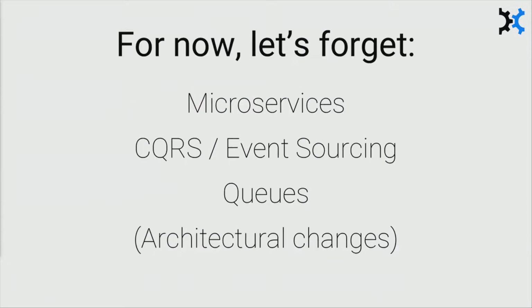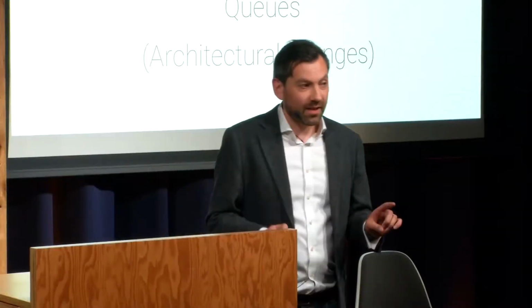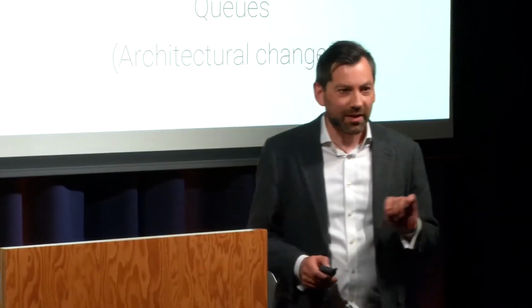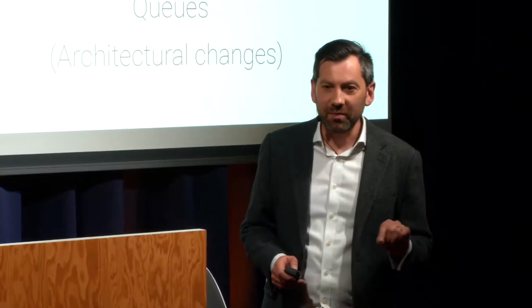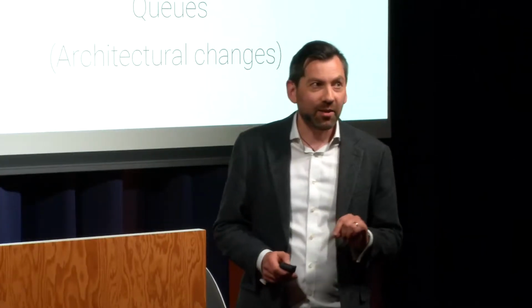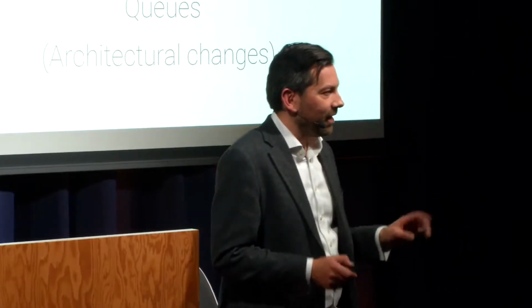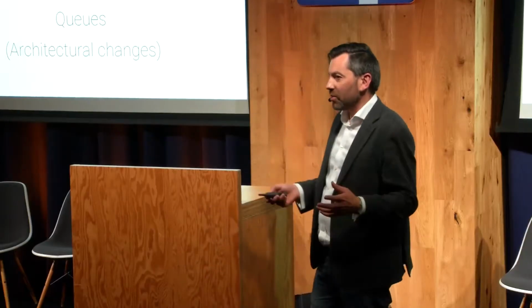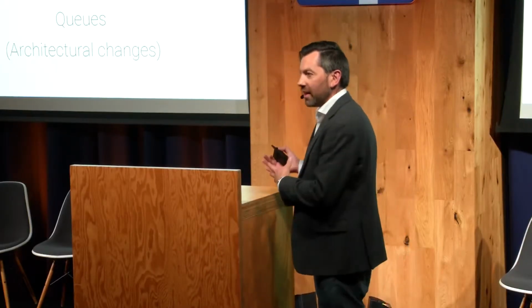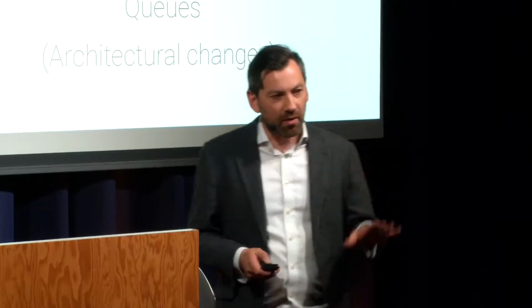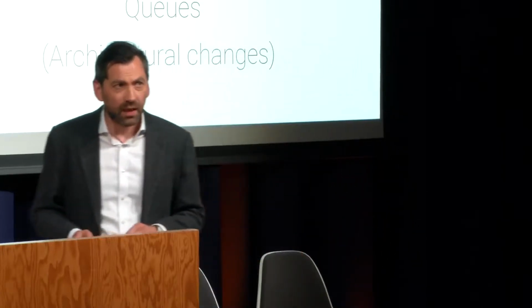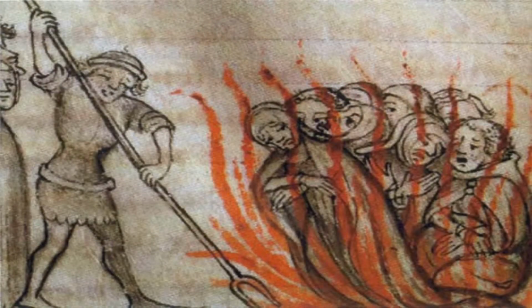Let's see what happens. So for now, we're going to forget a few things because there isn't time. We're going to forget about microservices. We're going to forget about CQRS, and event sourcing. We're going to forget about queues and all sorts of things. These are really important. The stuff I'm talking about today points us in the right direction for architectural changes like this, but we're not going to talk about it today. And it's worthwhile being aware that this stuff is pretty heretical. So I should be burned at the stake like a medieval witch for saying some of these things, but that's where we are.